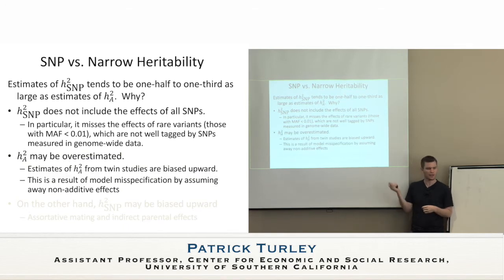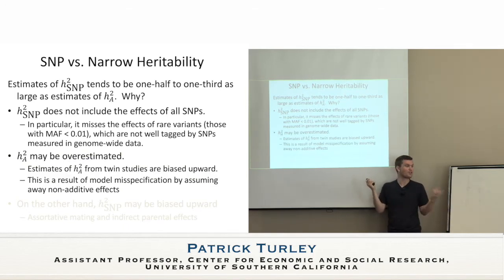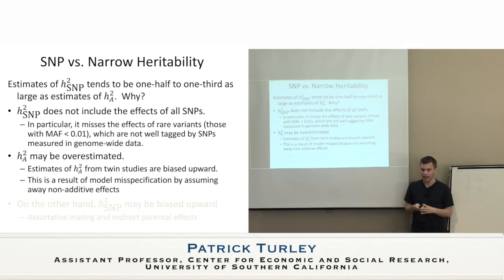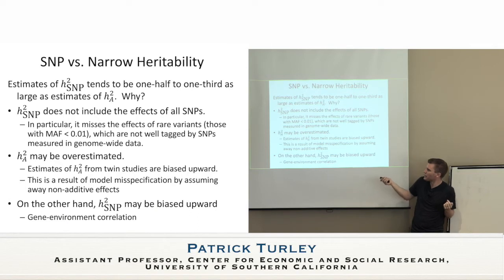But it's also possible that these estimates of narrow sense heritability are overestimated. We often get these from twin studies, and if there are non-additive effects like dominance, or maybe assortative mating, it may be overestimated because of the way that we model in these kinship studies. On the other hand, it may be that these SNP heritability estimates are biased upwards due to things like gene-environment correlation. So I think that the relative size of these things is not totally clear, just because it's really hard. There are limitations to all the different types of estimates that we have.